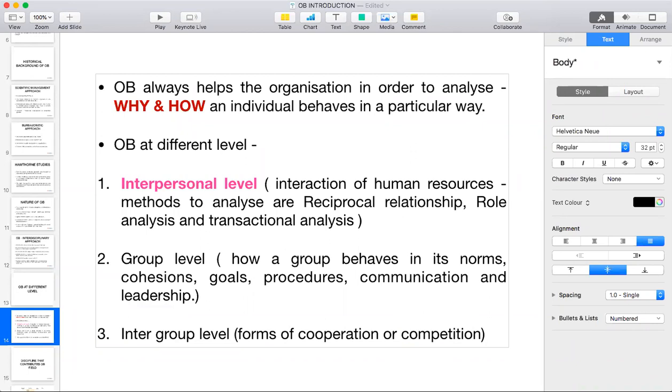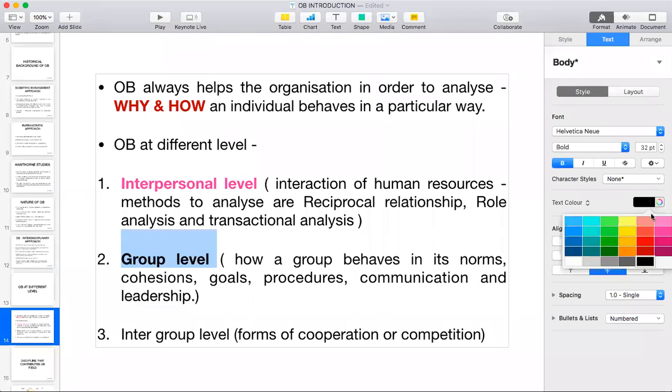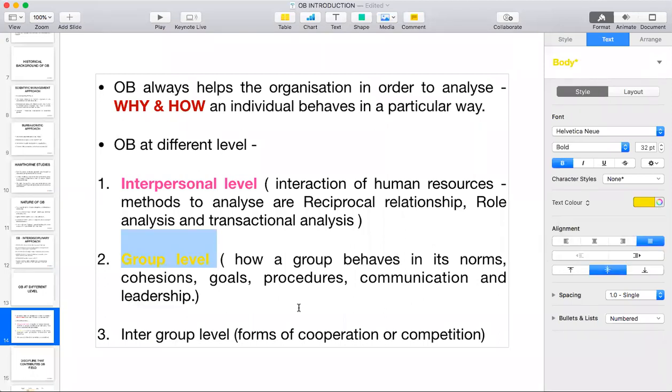So whenever we talk about this particular intergroup level, it is basically made up of two things: either they are cooperating with each other or there is competition. Now, always remember, the competition may be constructive, may be destructive, but it's always important how the two groups are basically associated or related with each other. That is a part of your intergroup level analysis.